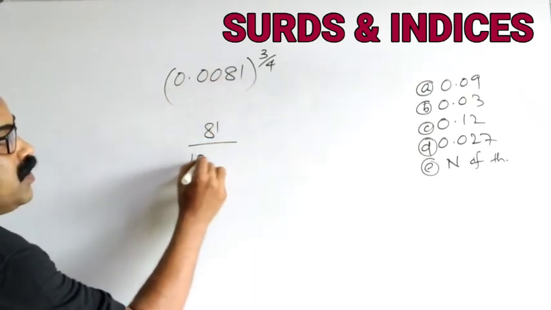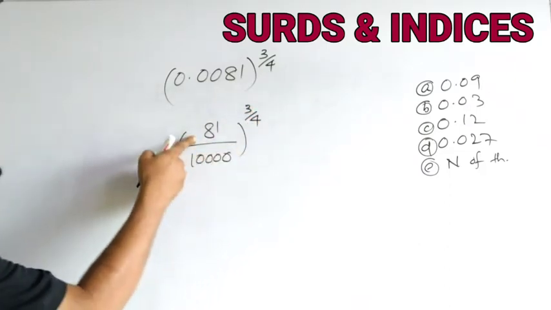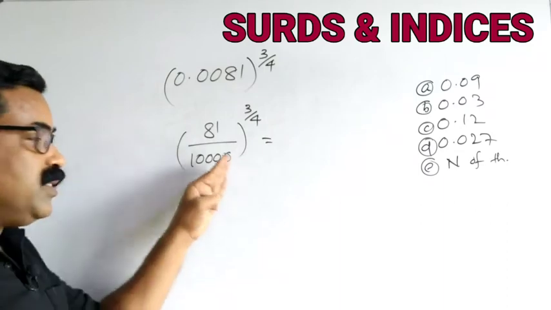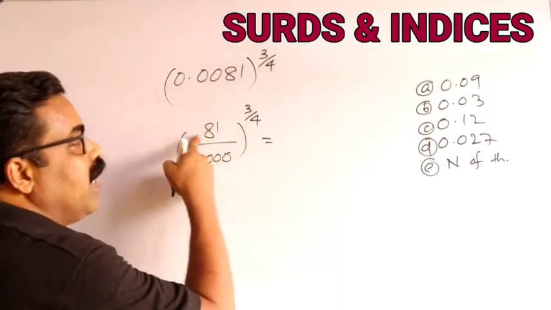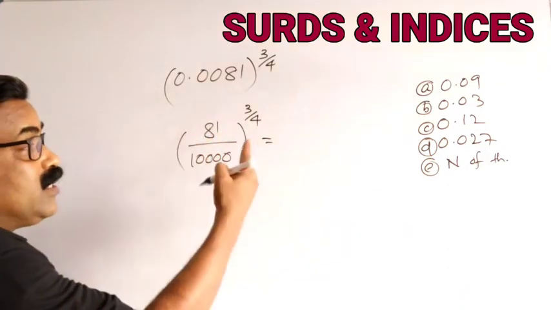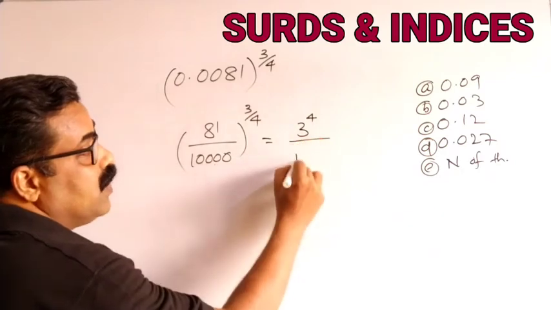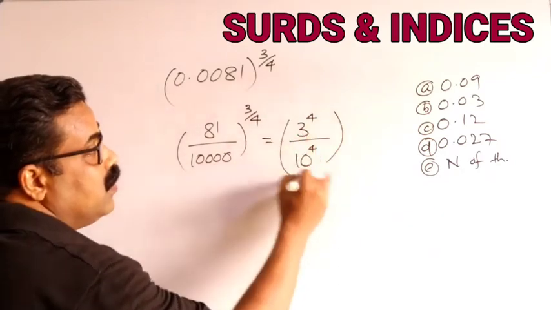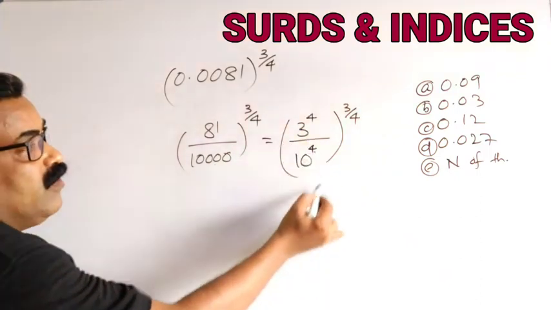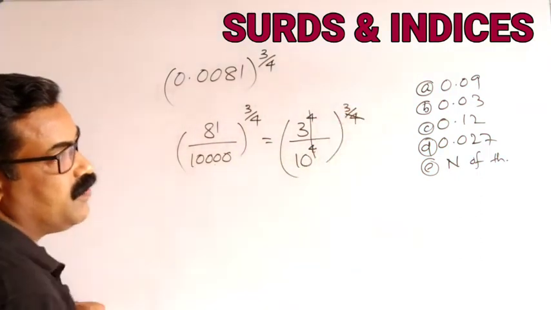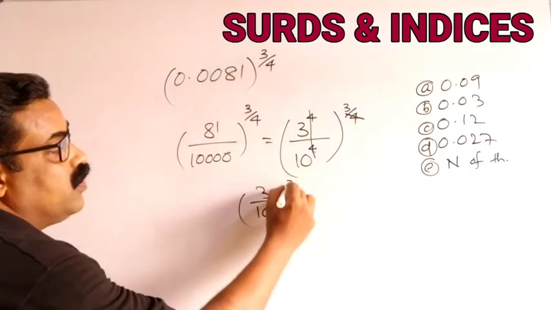(81 by 10,000) power 3 by 4. Now 81 you have to write as the 4th power of a number. So we know 9 into 9 is 81, and 9 is 3 square. So we can write (3 power 4 by 10 power 4) power 3 by 4. When I take this, the 4 and 4 will be cancelled. So this will become 3 by 10 power 3.